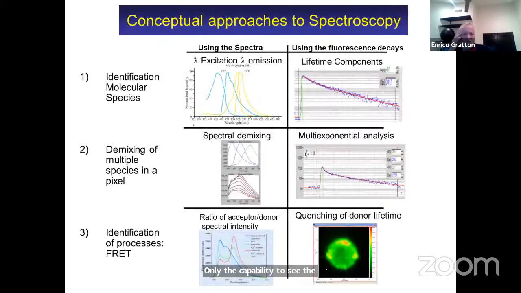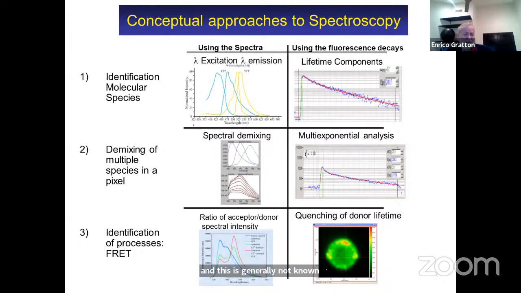Okay, so let us talk a little bit about the conceptual approach in spectroscopy. So if you have, for example, a spectrum of CFP and YFP that are mixed, you can measure the lifetime components, and if one lifetime component, for example the first one, goes with CFP, and the longer one goes with the YFP, you can demix the system and say how much CFP and how much YFP you have. In order to do that, you need to know the spectrum. So you need to know the spectrum of CFP and YFP. And this is generally not known a priori.